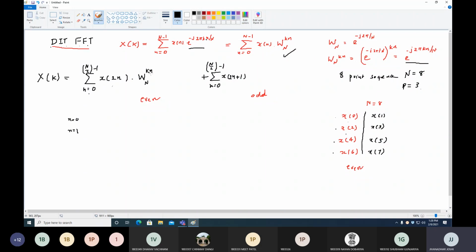I forgot to write kn here, right? So already n is there. So instead of n, I should write 2n. Do you agree with me? Say yes or no. Yes, sir. Then we have equality in the result, right? So instead of n, I should write down 2n.